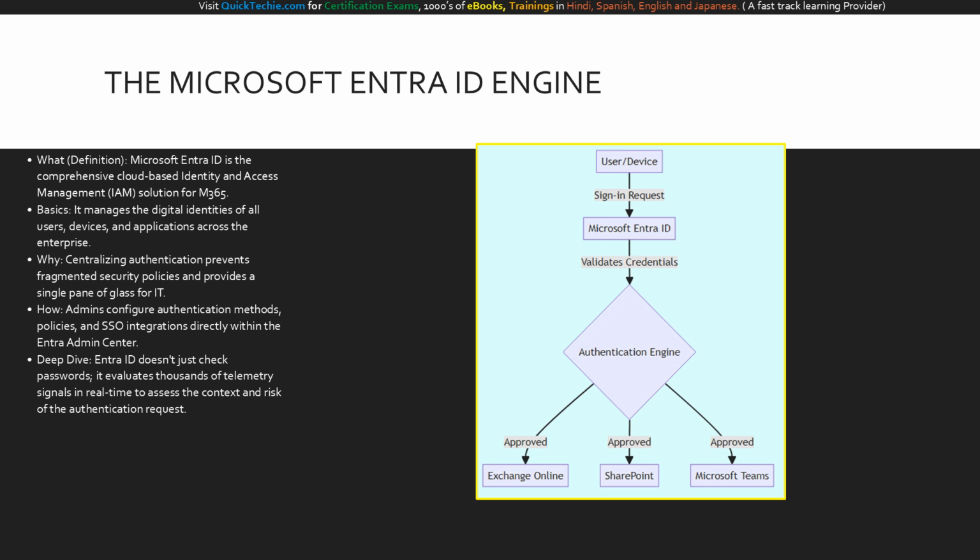This diagram illustrates Entra ID's position as the centralized gatekeeper. When a user or device initiates a sign-in request, it goes directly to Microsoft Entra ID. The authentication engine acts as the central router, validating the credentials. Once approved, the identity token is seamlessly and securely passed to the requested services like Exchange, SharePoint, or Teams. There are no side doors. Everything flows through this unified, protected central hub.